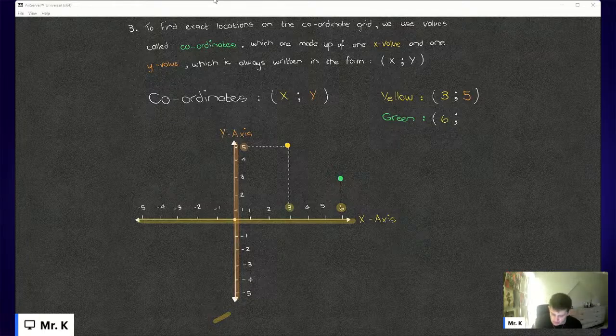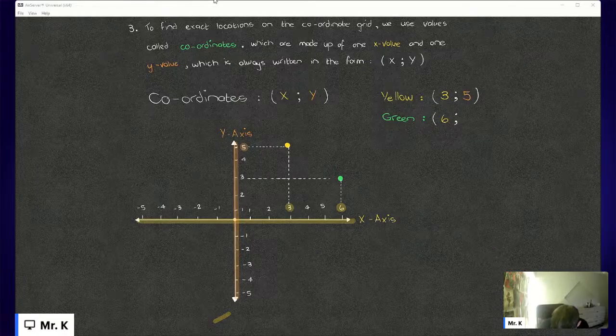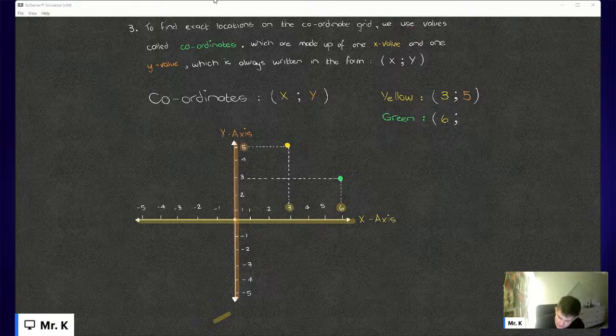Okay? Then if I wanted my y value next, the second number in my coordinate, I would need to line my dot up with the y-axis for the y value. And when we line this up, you see that we get a value on the y-axis of positive 3.